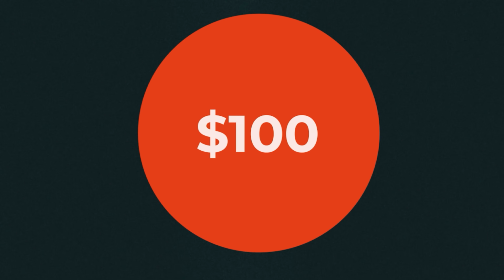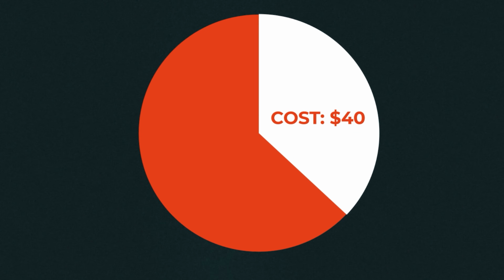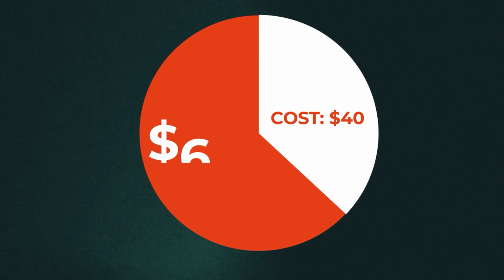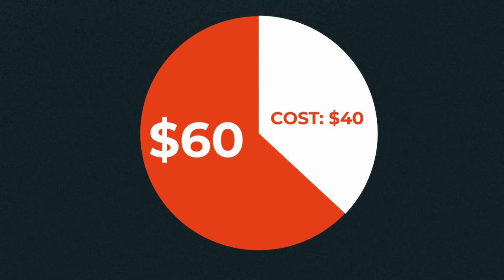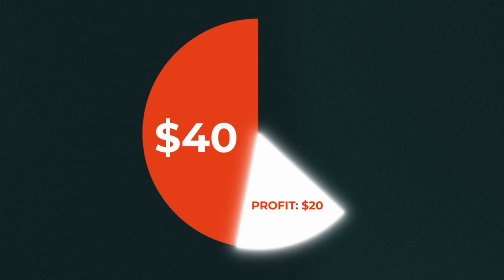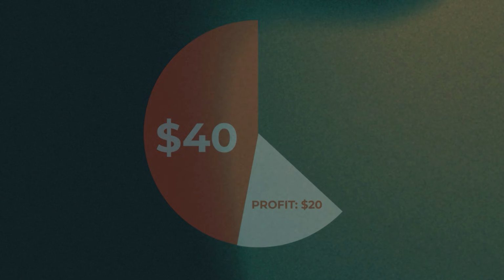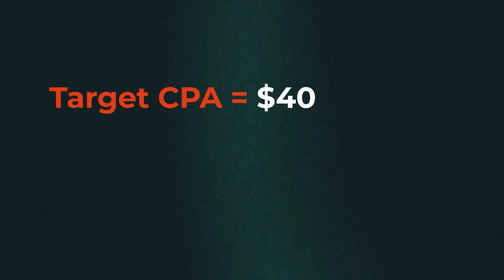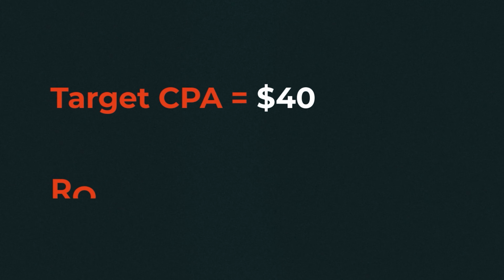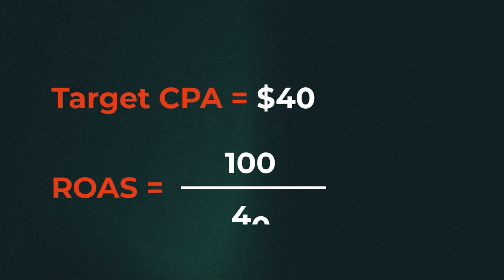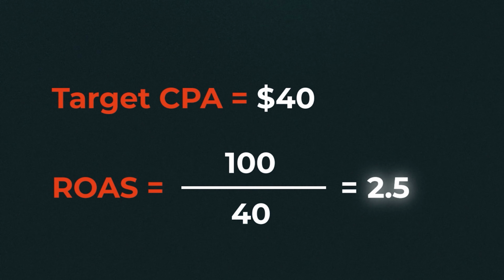But basically what we want to do is find, let's say we're selling a product for $100. Then it costs us $40 to get it to the customer. We have $60 left over. Let's say we want 20% profit left over, so we'll need to minus another $20 from that existing $60. That means we have a target CPA of $40.